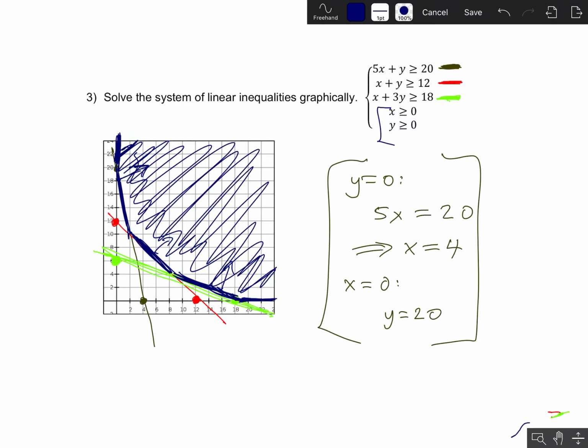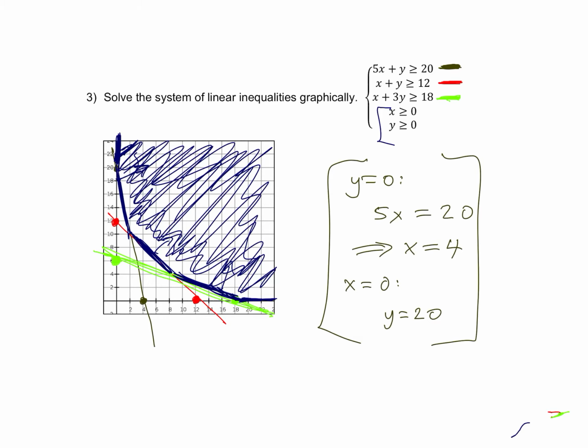And that's how you find the graphical solution to a system of linear inequalities. You just need to decide which region belongs to the solution set for each inequality simultaneously.